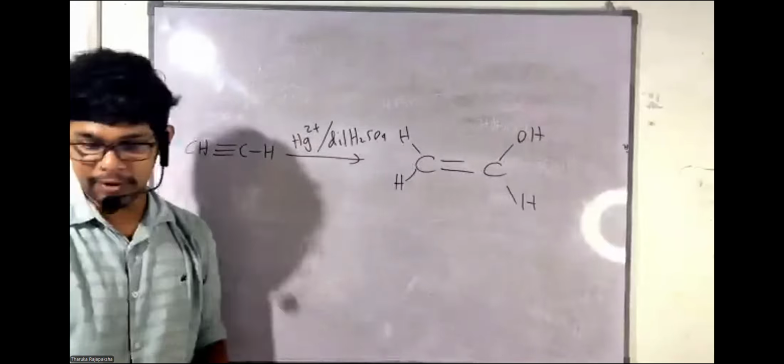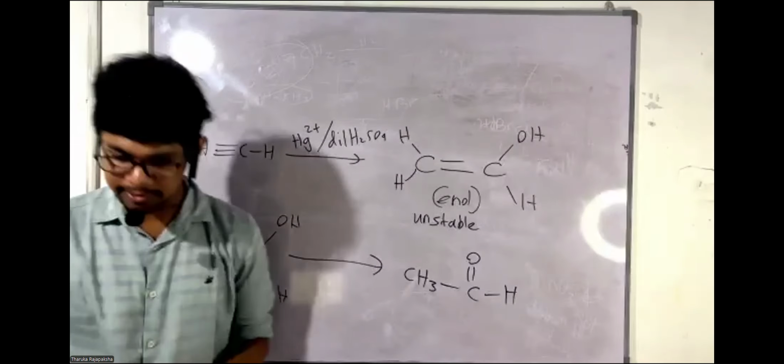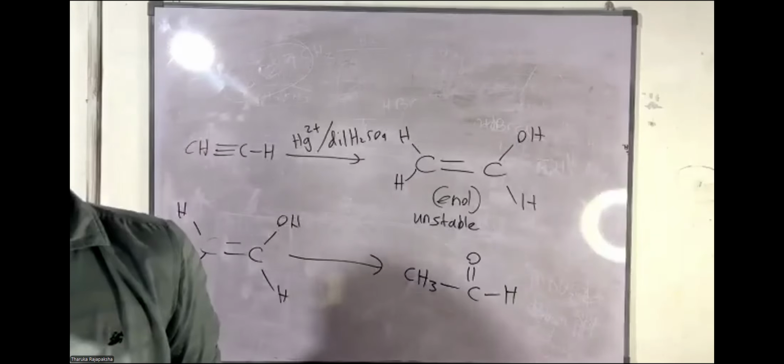Alright, so this is called an enol. This is an unstable intermediate. This will not exist for long. It will spontaneously decompose into an aldehyde group. It will convert into something like this: CH3, C double bond O, H. So this is the product that is formed.